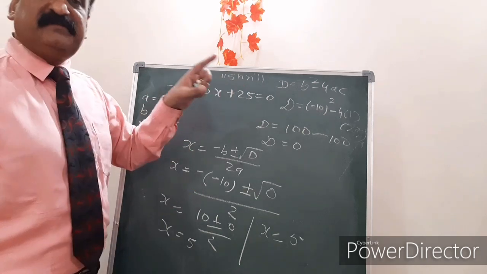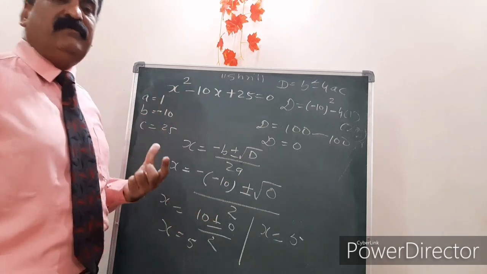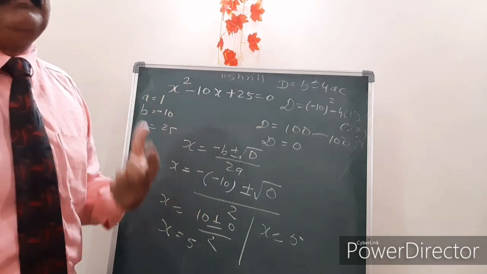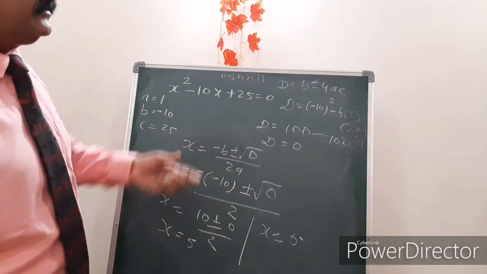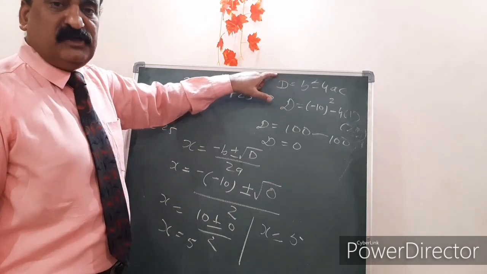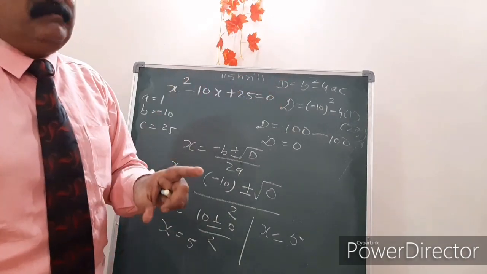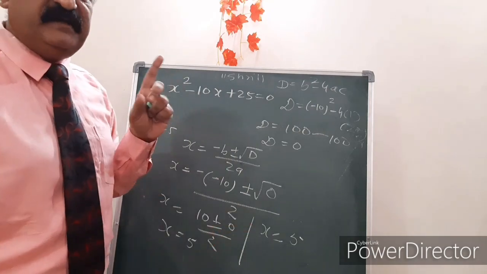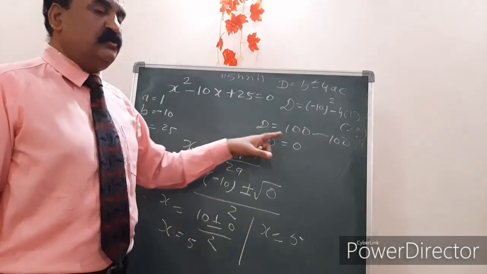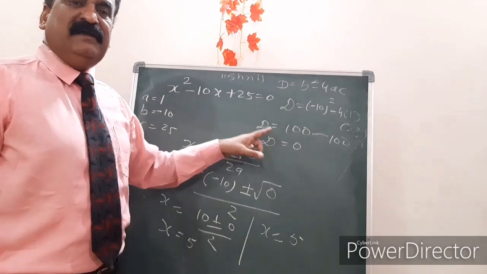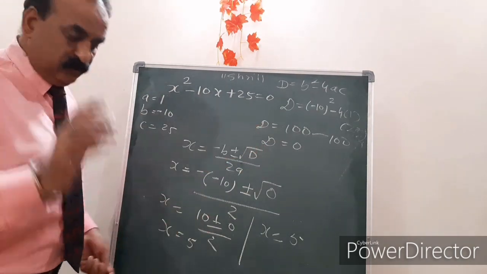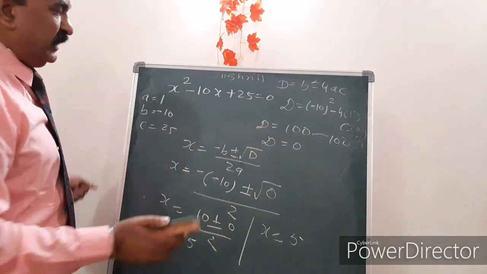D is called the discriminant. Why do we use the word discriminant? When you have to find the nature of the roots. Nature of the roots means when D is greater than 0, roots are real but not equal, or you can say distinct. And when D is equal to 0, roots are real and equal. Now, two questions I am giving you. You can try at home.